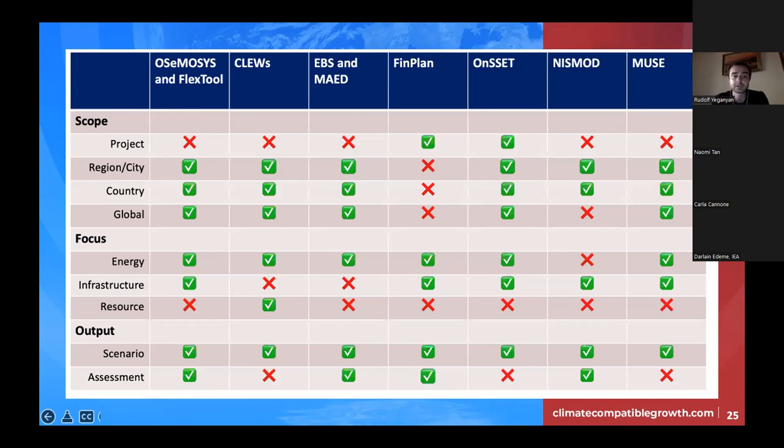In terms of focus, most of the tools focus on at least two things between energy, infrastructure and resource. The only anomalies per se are EBS and MIED, whose focus is primarily on energy, and NISMOD, whose focus is primarily on infrastructure. And in terms of the type of output that you can expect from these tools, most of them offer both scenarios and assessment of these scenarios, with a few exceptions in terms of MUSE, ONSET, and CLUES.